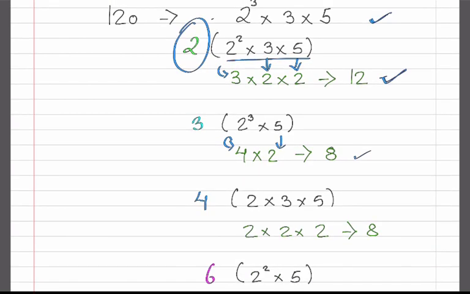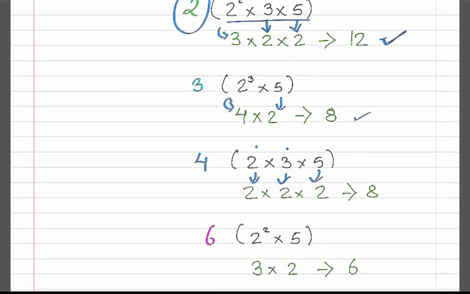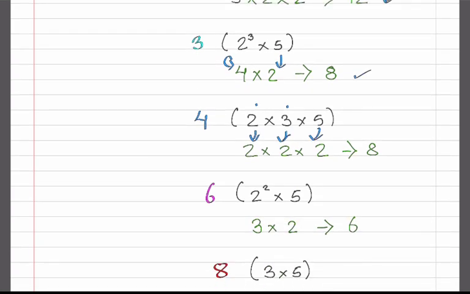If I ask you how many factors are divisible by 4, okay, take 2 square out. 2 square out, what am I left with? 2 into 3 into 5. How many factors does 2 have? 2. How many factors does 3 have? 2. 5 has 2. 2 into 2 into 2, 8. How many factors are divisible by 6? Take 1 two out and 1 three out.